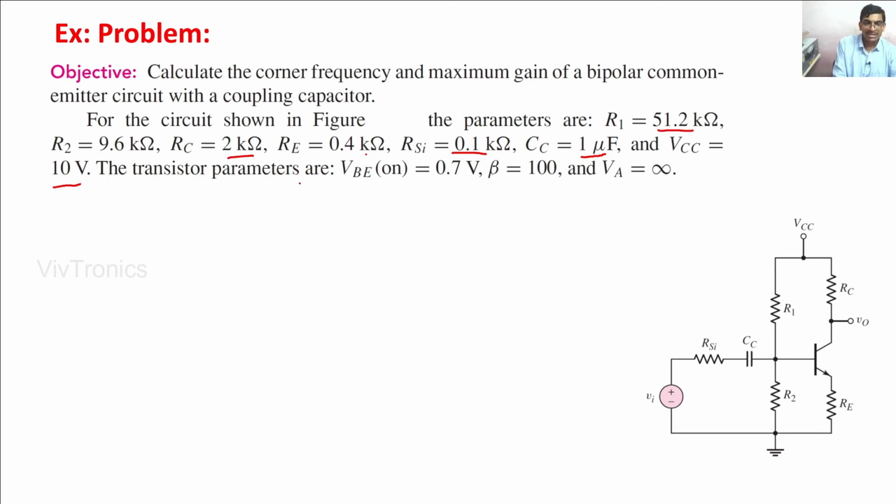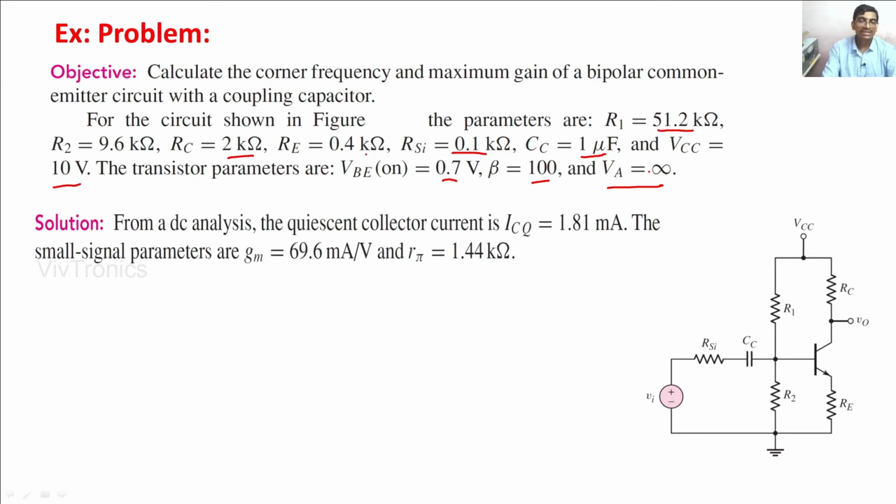Then the transistor parameters: VBE on is 0.7, beta is equal to 100, and early voltage VA is equal to infinity. These are all the values that they have given, and now we are going to do the DC analysis first. Thereafter we can get the maximum gain and the corner frequency of this particular circuit.